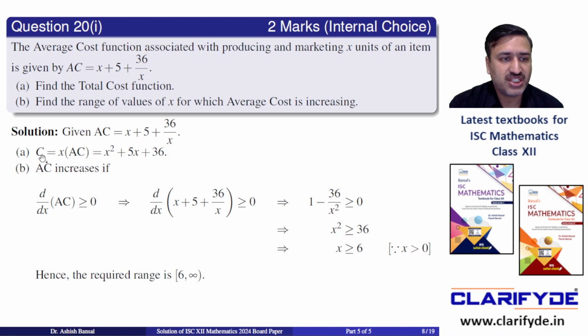So cost function can be determined. It is x into the average cost, which is x square plus 5x plus 36. So this is the A part. B part is we want AC, the average cost, to be increasing. For that, the first derivative should be greater than or equal to 0. That means this greater than equal to 0, which implies x is greater than equal to 6. So the required range is interval 6 to infinity, closed at 6.